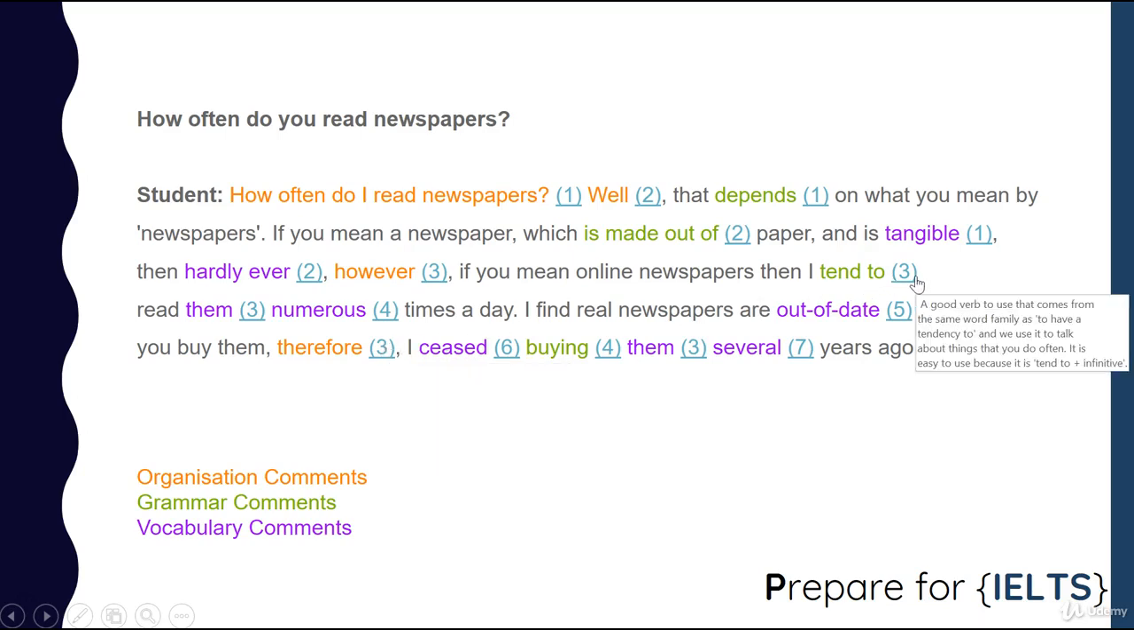Tend to. This is a very useful verb and it comes from the same word family as to have a tendency to do. And we use it to talk about things that you do often. And it's easy to use because it's just tend to plus the infinitive. I tend to get up at 7 o'clock. I tend to have lunch at 7:15.